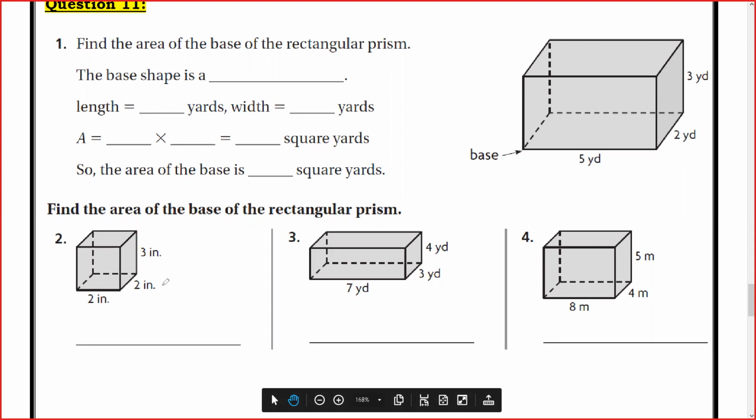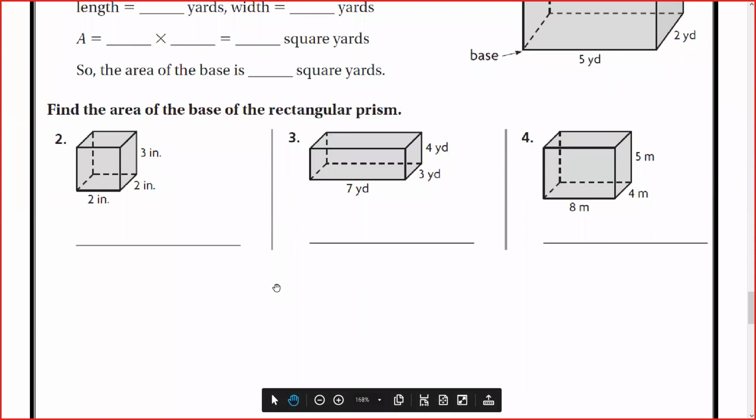Let's choose Zain Sham. Yes, Zain. And number 2 here. What is the base? The shape of the base. Look at the base here. This is the base. Okay. What is the shape of the base?